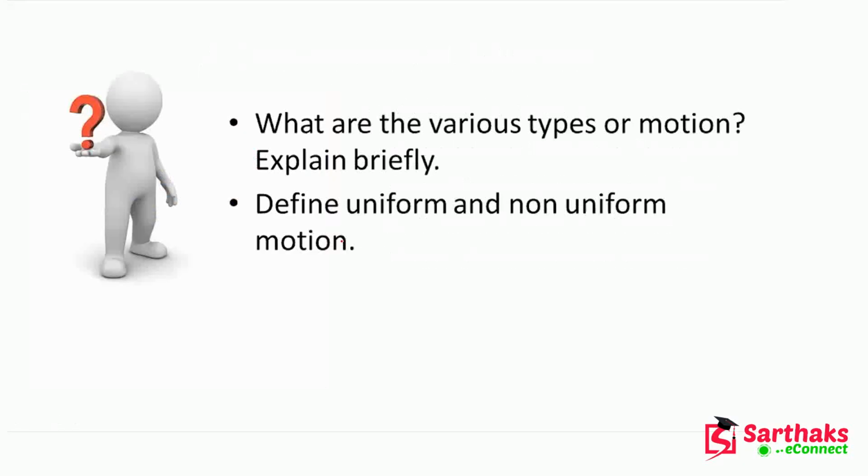Now the question. Here you can see that the first question is: what are the various types of motion? Explain briefly. So what are the types of motion? Translatory motion, rotatory motion, periodic motion, oscillatory motion, all these things we have described. You have to give the definition, and always keep in mind that whenever you are defining any type of motion, you have to give an example. And I will suggest you always try to give examples from your daily life.